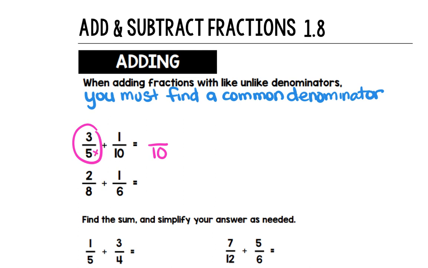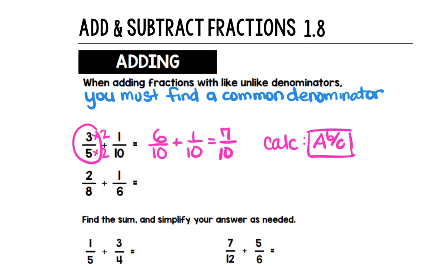So you are going to rewrite 3/5 with a denominator of 10. Now to get here, 5 times 2 is 10, so we're going to multiply 3 times 2 to give us 6. So rewrite this as 6/10 plus 1/10 to give us 7/10. Again, you can use your calculator with the ABC button to plug the whole fraction in. Don't forget to try it.